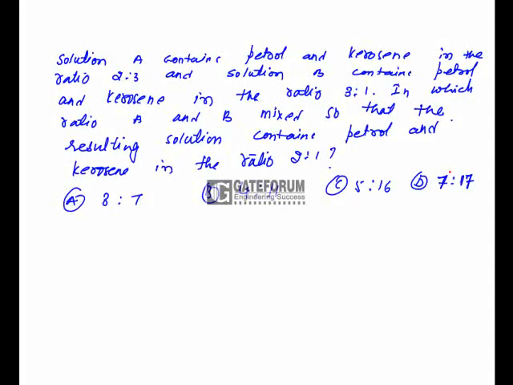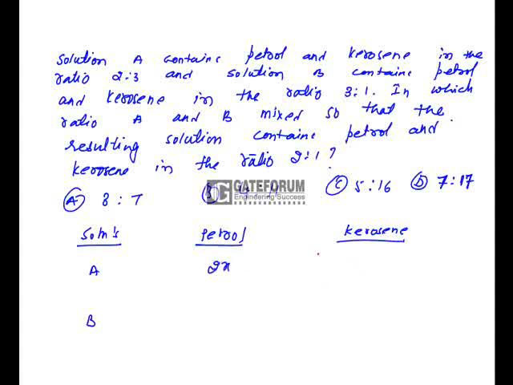Solution A contains petrol and kerosene whose ratio is 2:3 and solution B contains petrol and kerosene in the ratio 3:1. Now he is asking in what ratio we have to mix A and B so that the resulting solution will have a ratio of 2:1. Now there are two types of solutions. One is solution A, the other is solution B, which contain petrol and kerosene. In solution A, the ratio is 2:3, so let the quantity be 2x and 3x. Similarly in the second, the ratio is 3:1, so let the quantity be 3y and y.